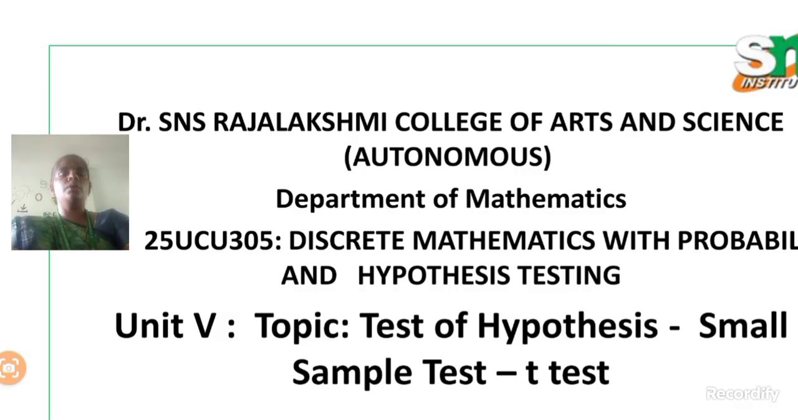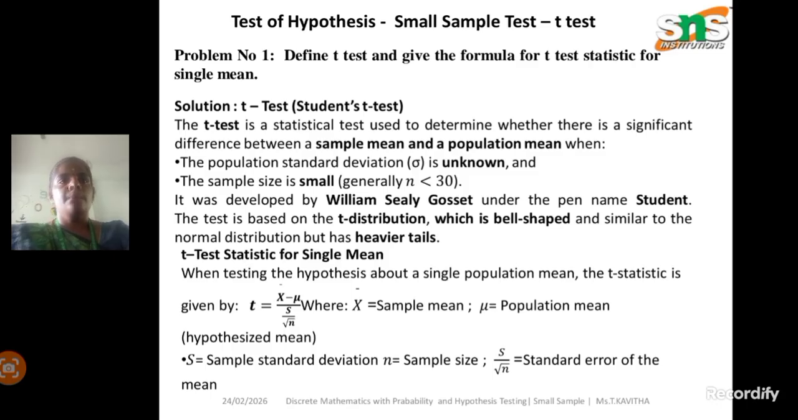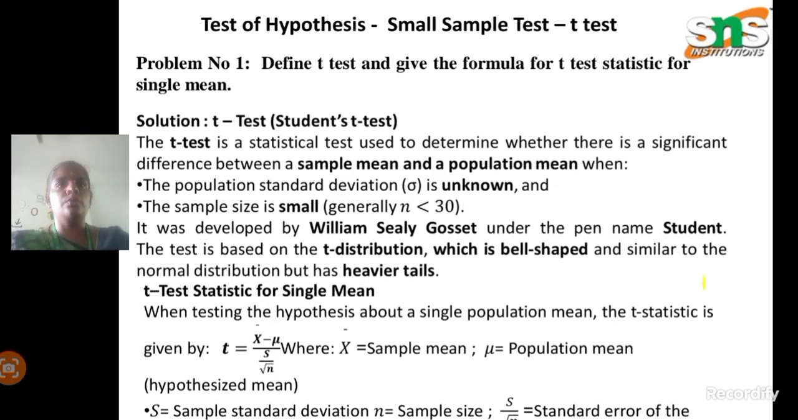Today I am going to discuss a topic in discrete mathematics with probability and hypothesis testing, and my topic is test of hypothesis, small sample test. There are different types of tests. Here I am going to explain the t-test. First, we have to define the t-test, and I am going to give the formula for the t-test. The t-test is otherwise known as the student t-test.